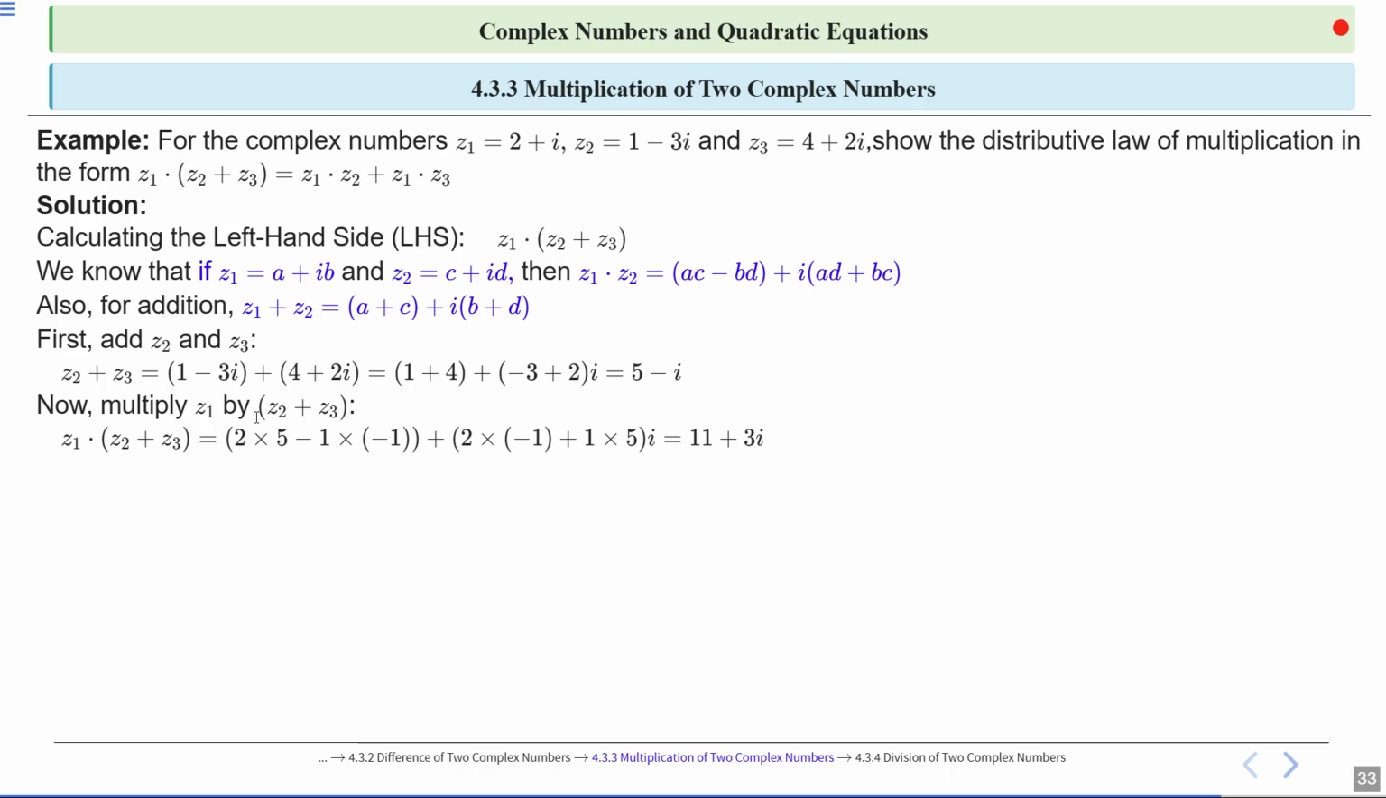Now multiplying z1 by (z2 plus z3). So z1 multiplied with (z2 plus z3) equals (2 times 5 minus 1 times minus 1) plus (2 times minus 1 plus 1 times 5) times iota, equals 11 plus 3 times iota. So LHS equals 11 plus 3 times iota.